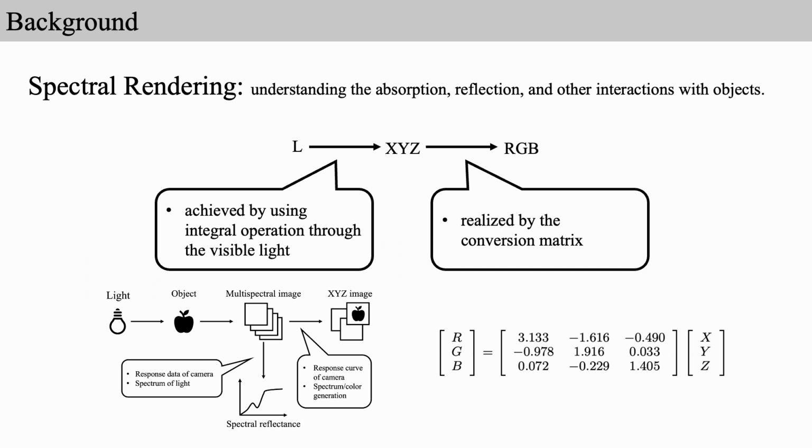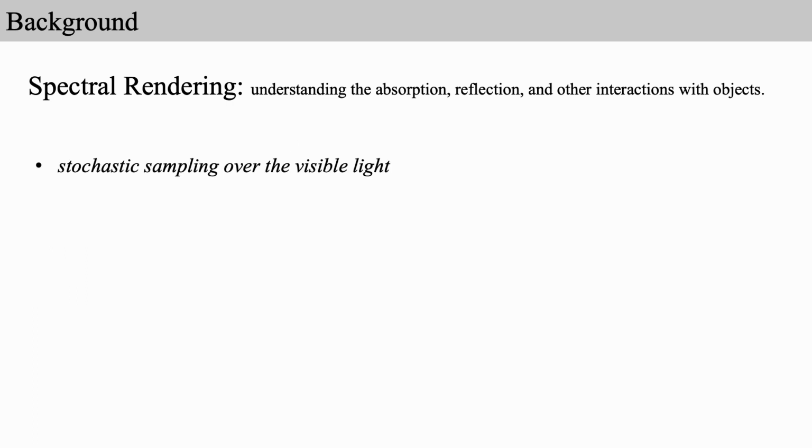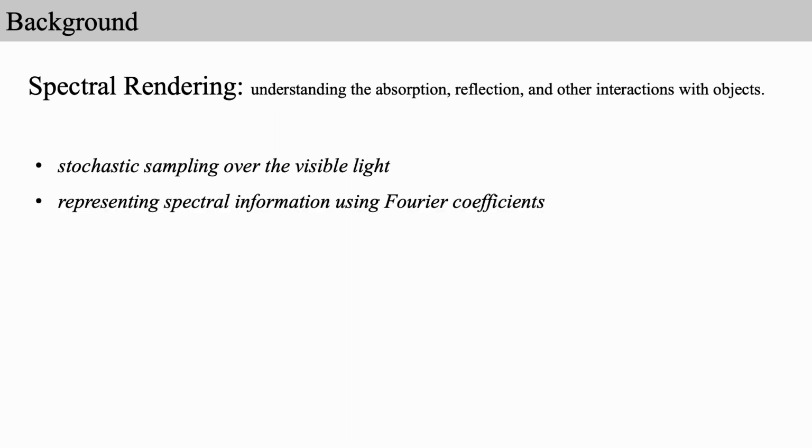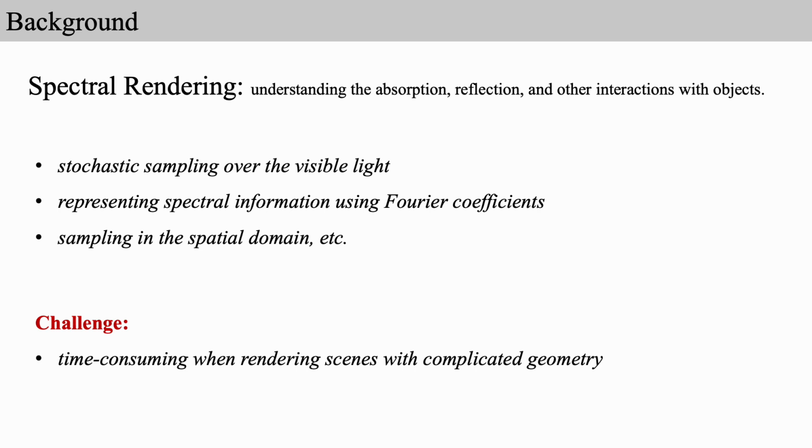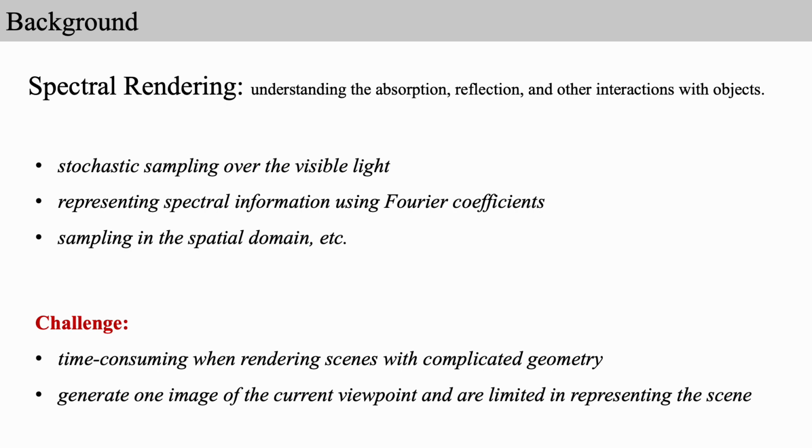past decades, including stochastic sampling over the visible light, representing spectral information using Fourier coefficients, sampling in the spatial domain, and so on. However, these methods are designed for canonical ray tracing rendering pipelines, which might be time-consuming when rendering scenes with complicated geometry. Such methods predict photorealistic rendering that no effect that contributes to the interaction of light with the scene is neglected. However, they merely generate one image of the current viewpoint and are limited in representing the scene.